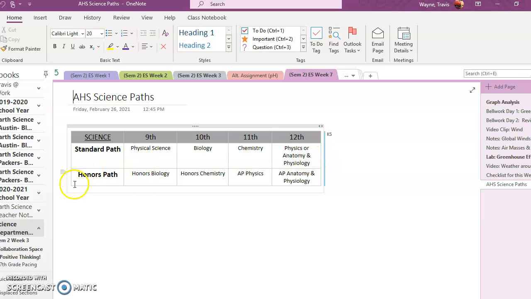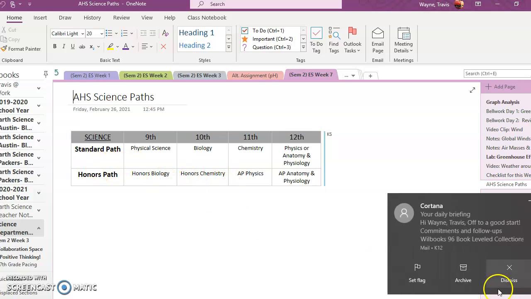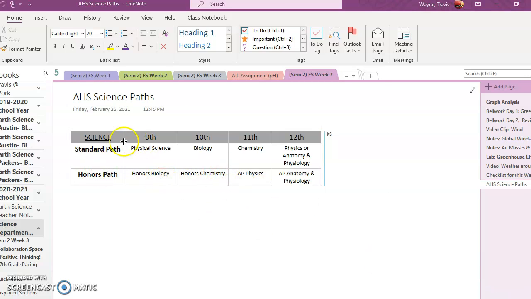If you take the honors path, you have honors biology, honors chemistry, AP physics, and then AP Anatomy and Physiology. So that gives you an idea of what your science paths may look like. Now, obviously, some of these things can occur where you might take one at one time, a class at another, and they might mix around or switch around a little bit. But this is generally the path that you'll be taking for science.